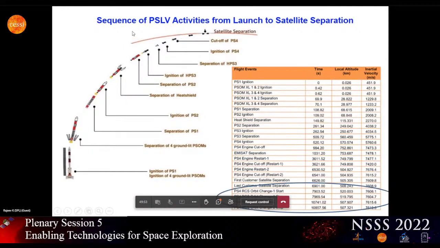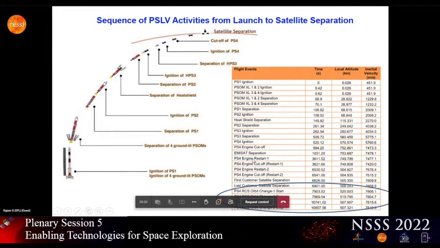The way it works is the PSLV has a sequence of operation, right from the launch pad. You have the separation of the strap-ons, then the first stage separation, ignition of the second stage. Then you have the heat shield separation. This is an important sequence. I'll come to that. Why? Heat shield separation, and then the separation of PS2, ignition of PS3, separation of PS3, then ignition of PS4, cutoff of PS4, and then the satellite separation. This is the sequence.